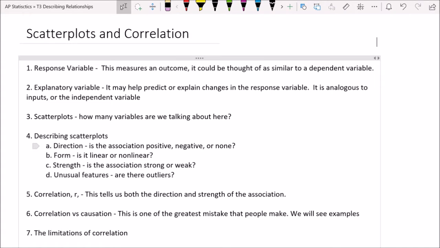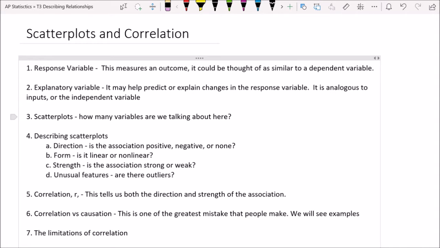Today we're going to start our unit on bivariate data. Bivariate just means two variables. And so the first thing we're going to look at with that is scatter plots and correlation within the scatter plots. So we're going to kind of set the table here at the beginning of the video and lay out the 7 things we're going to talk about today. Let's just run through them really quickly and then we'll get into some examples as we go.